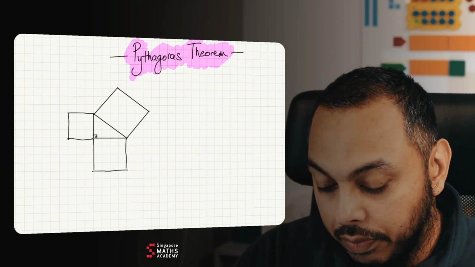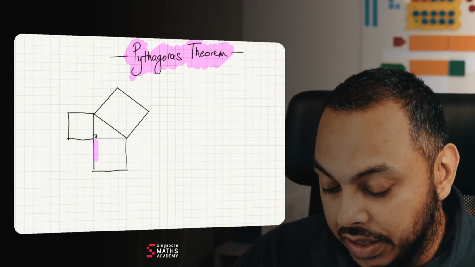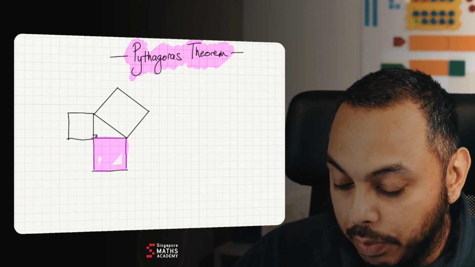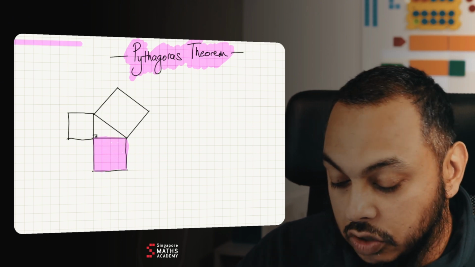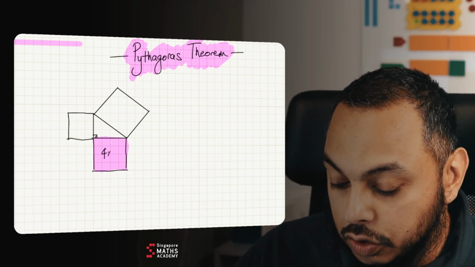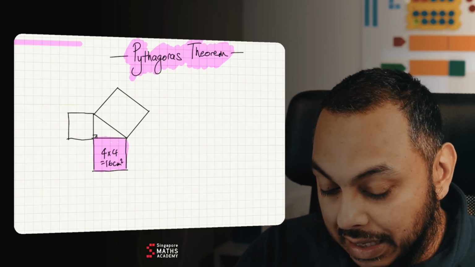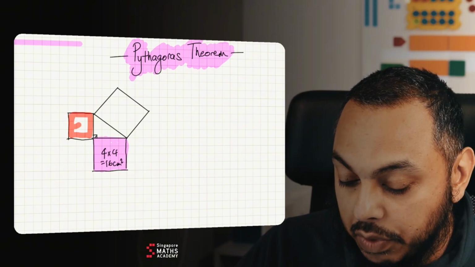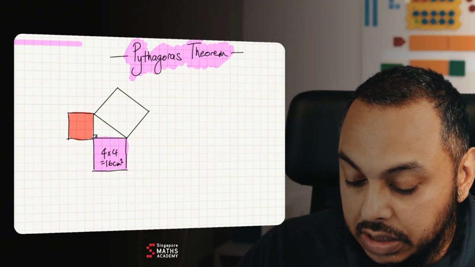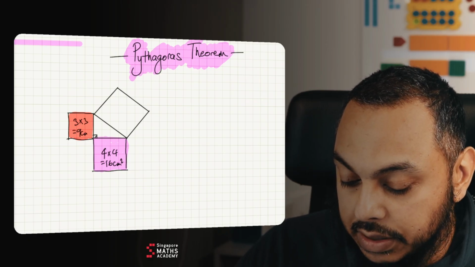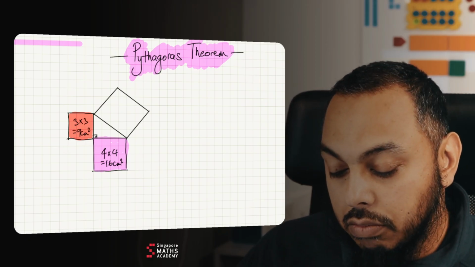Now we know that the area of this square here is easy to work out. It's a 4 by 4 square, and so this is going to be 4 times 4, which is 16 square centimeters. And the area of this square must be a 3 by 3, which is going to be 9 square centimeters. And so we've got 16 and 9.